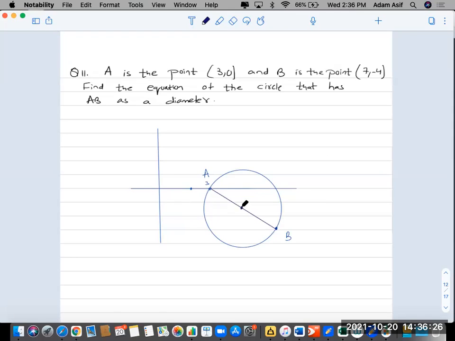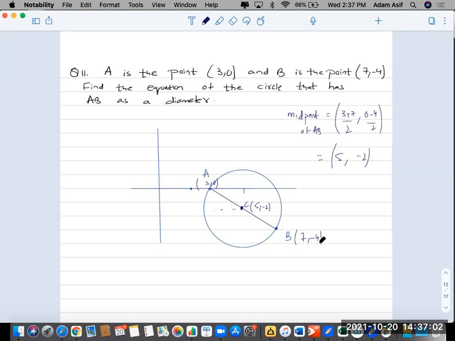Would you agree that the center is going to be the midpoint of A and B? So I'm going to find the midpoint of AB, which is going to give me the center. So (3 plus 7) over 2, (0 minus 4) over 2. So 10 over 2 is 5, and -2. So 5, -2 is the center. And B is 7, -4.